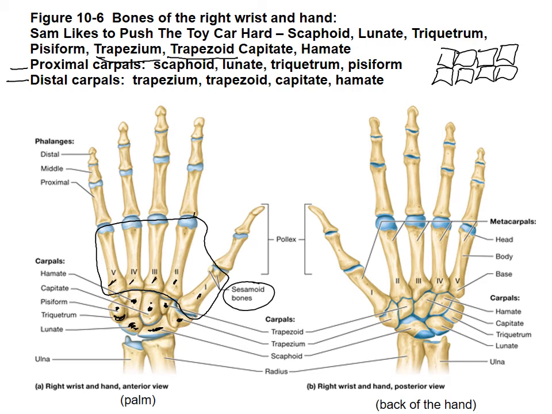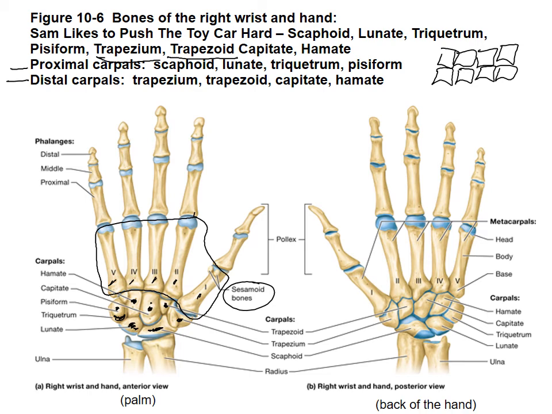There's also these 2 sesamoid bones. There's 2 little tiny bones that form right at the base, or at the distal end of the first metacarpal there. So there are a couple more sesamoid bones other than just the patella.